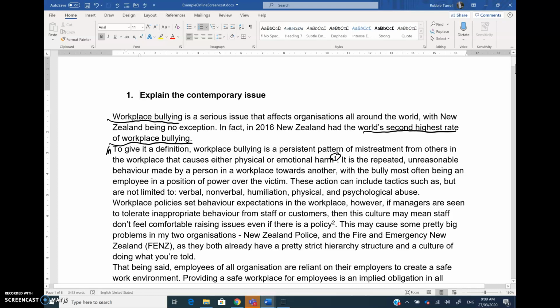The repeated unreasonable behaviour, the bully also can be employed in a position of power over the victim. Actions can include, etc. So they've taken that well. They've taken that from a good source. This may cause some problems in my two organisations, so they're starting to highlight these organisations.